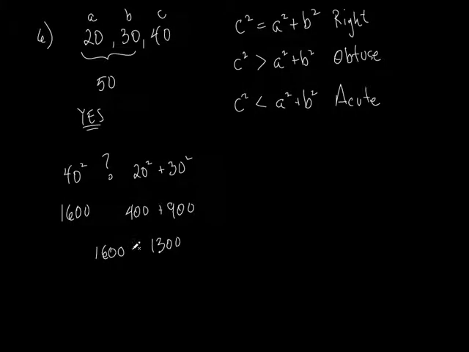So compare 1600 to 1300. What is 1600? It's what? It's greater than 1300. What kind of a triangle is this if this is greater than this? It's obtuse. Okay?